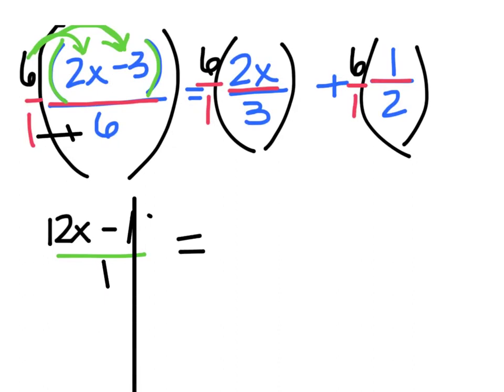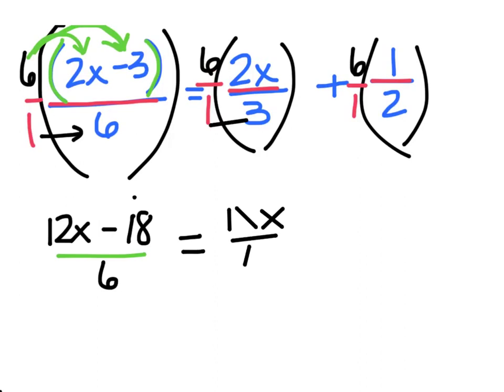So now I'm going to times over here. I'm going to do 6 times 2x and then 1 times 3. Well, 6 times 2x, that's 12x. And 1 times 3, that's 3. Then I still have my plus sign. And then I need to do 6 times 1 and 1 times 2. Well, 6 times 1 is 6. And 1 times 2 is 2.